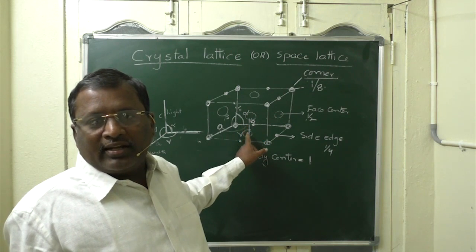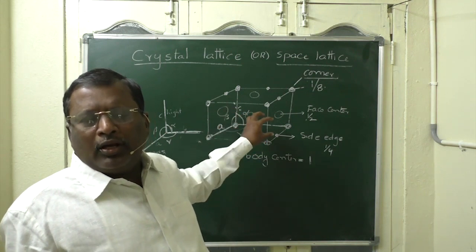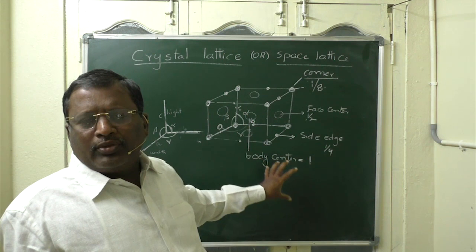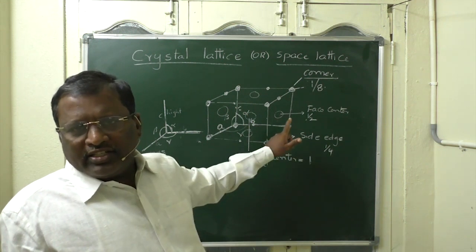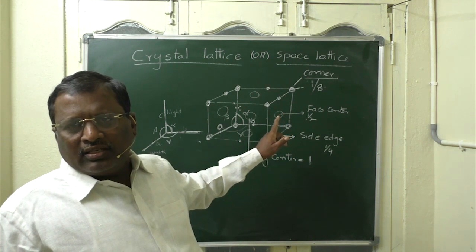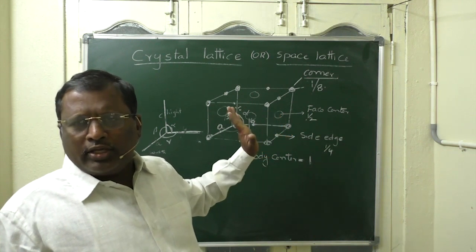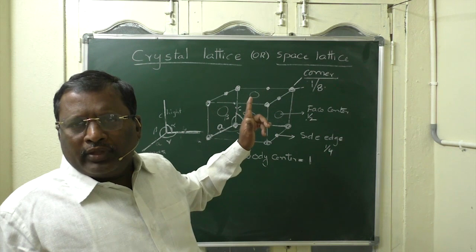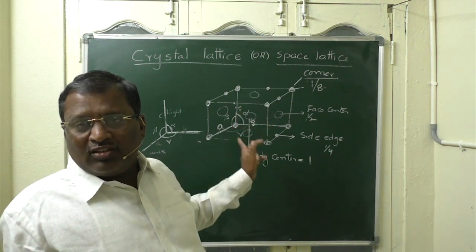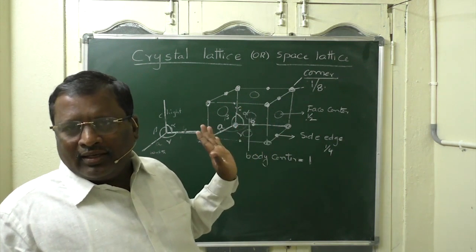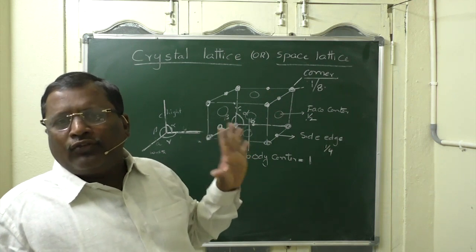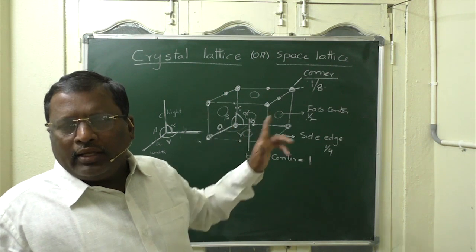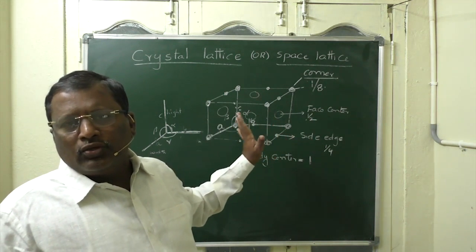So, body center atom completely belongs to this unit cell. So, its contribution for that unit cell is 1. Side edge: the atom which is present in the side edge, atom or ion or molecule, whatever it may be. There are 12 side edges for a unit cell. Each atom present in the side edge is shared by 4 unit cells, so only 1/4 belongs to this unit cell.